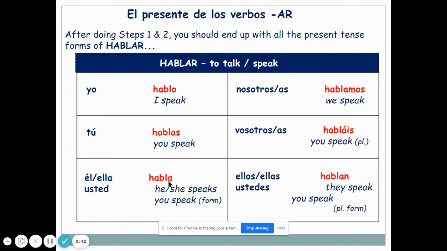Okay, habla, you're adding the a. Hablamos, we speak. You're adding the amos to habl. You speak, also for the Spanish version, habláis, and hablan, they or ustedes, you speak. When you're talking about more than one person, you're talking to a whole group, you say ustedes.